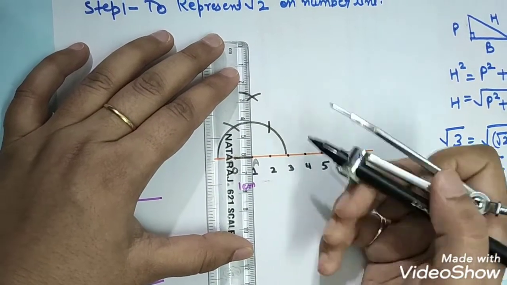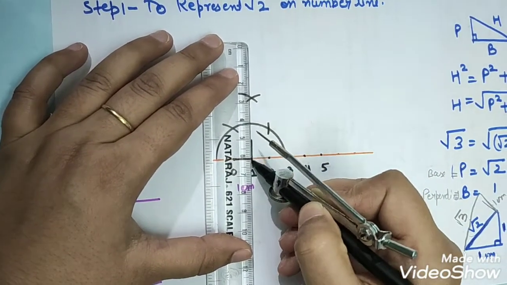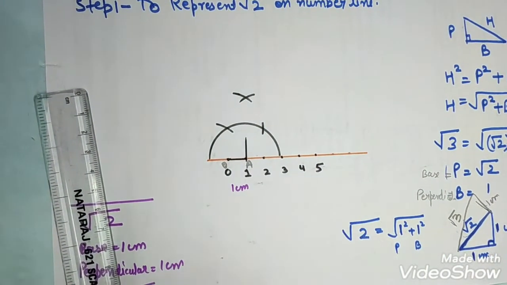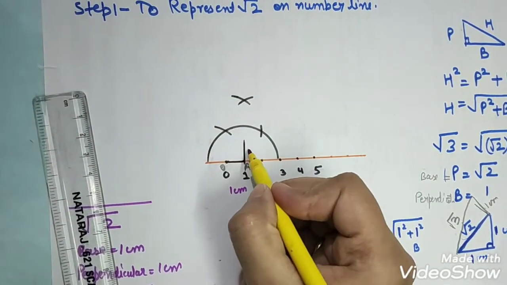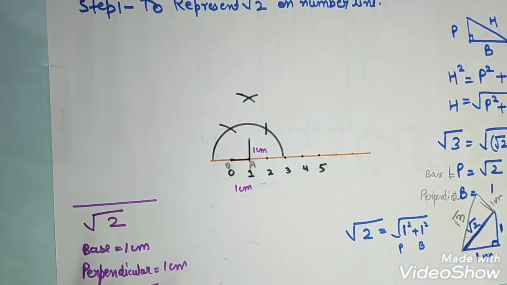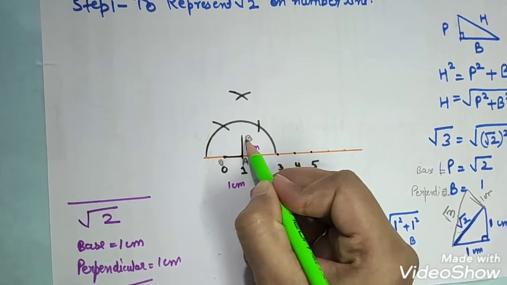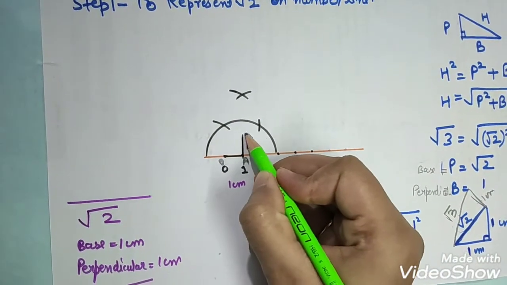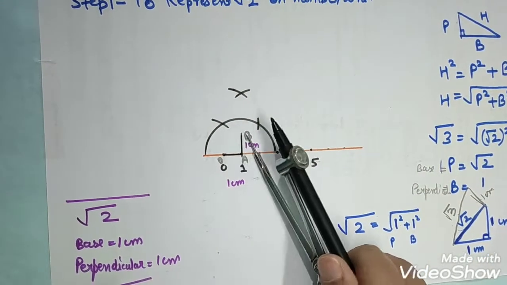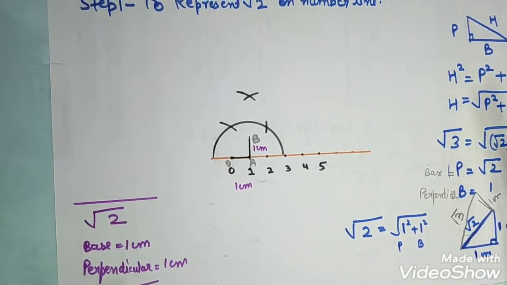So I am drawing this 1 centimeter perpendicular. Look here, 1 centimeter, and this is also 1 centimeter. Now name it also. This is O, A, and name it B. Now join OB. So it will become square root 2.